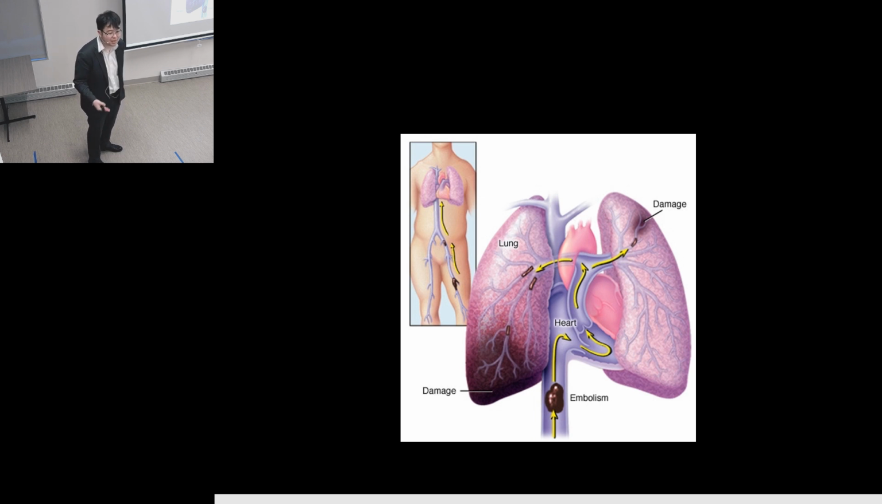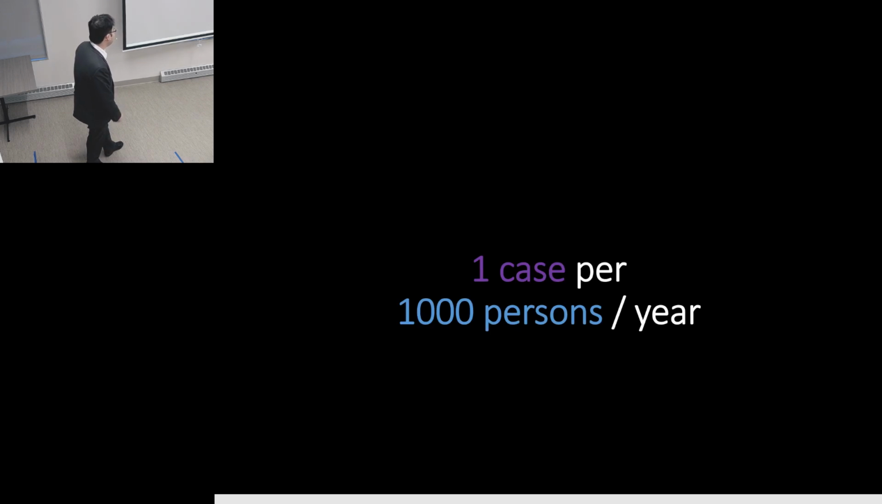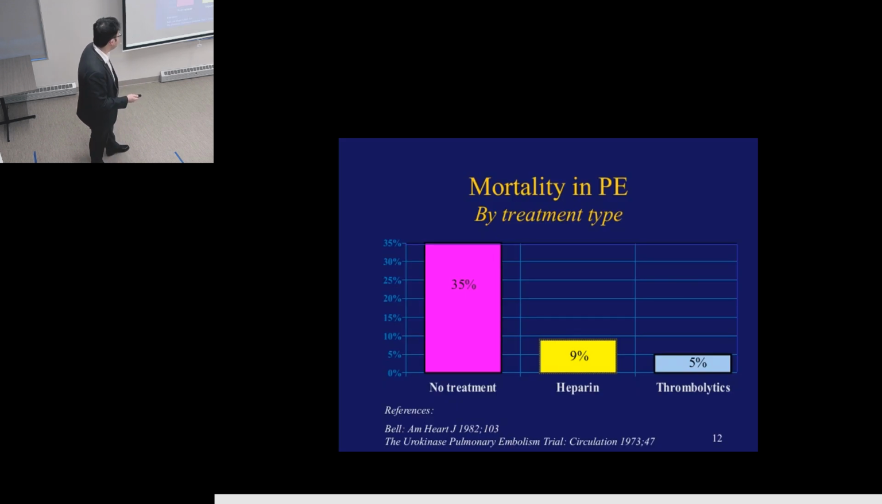You can actually have ischemia and damage towards the lung, a very severe condition, as pictured by our nice little diagram here as well. Now, the overall quotes, if you take a look at US literature, 1 case per 1,000 person years, right? So that's about the frequency. So not a very frequent event, right? But when it occurs, it can be very devastating.